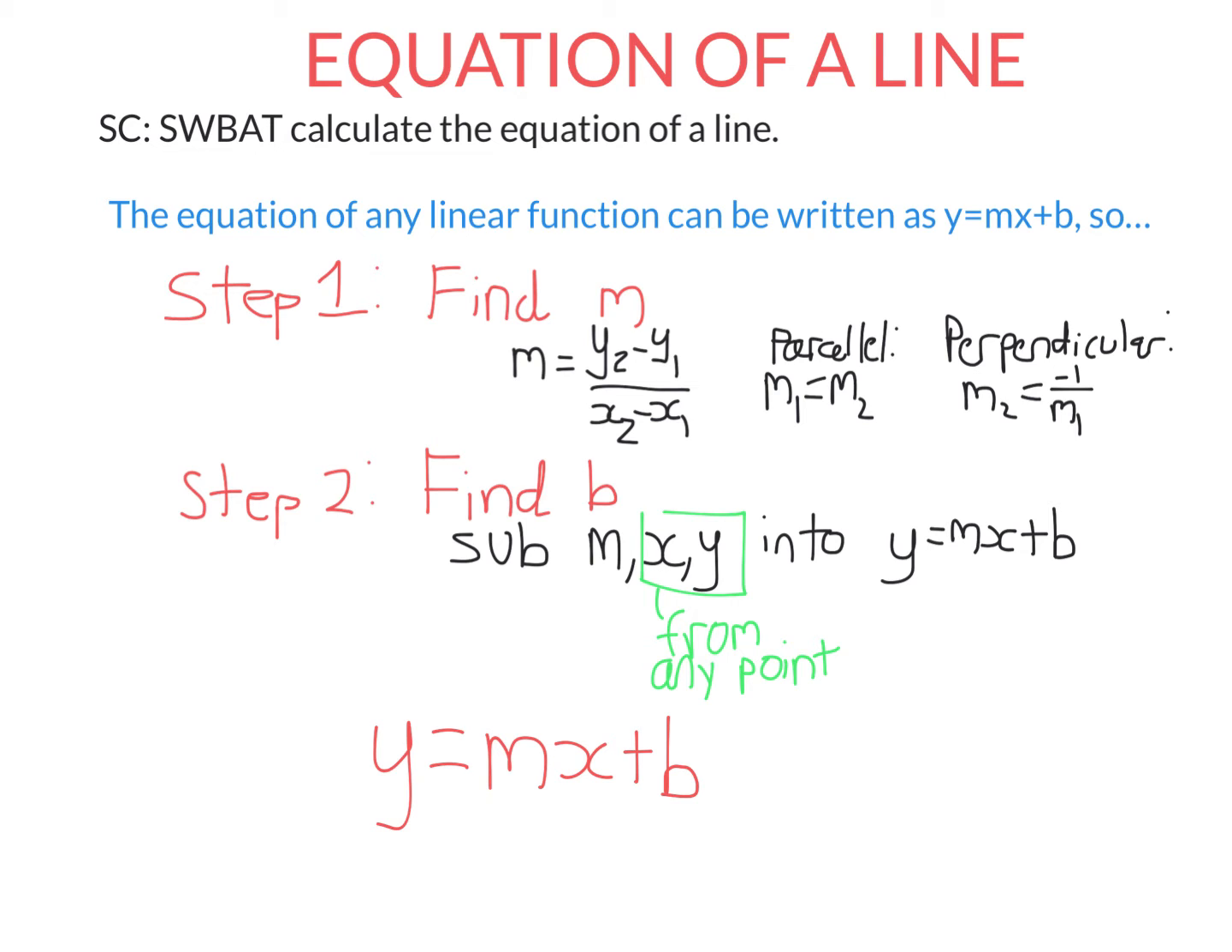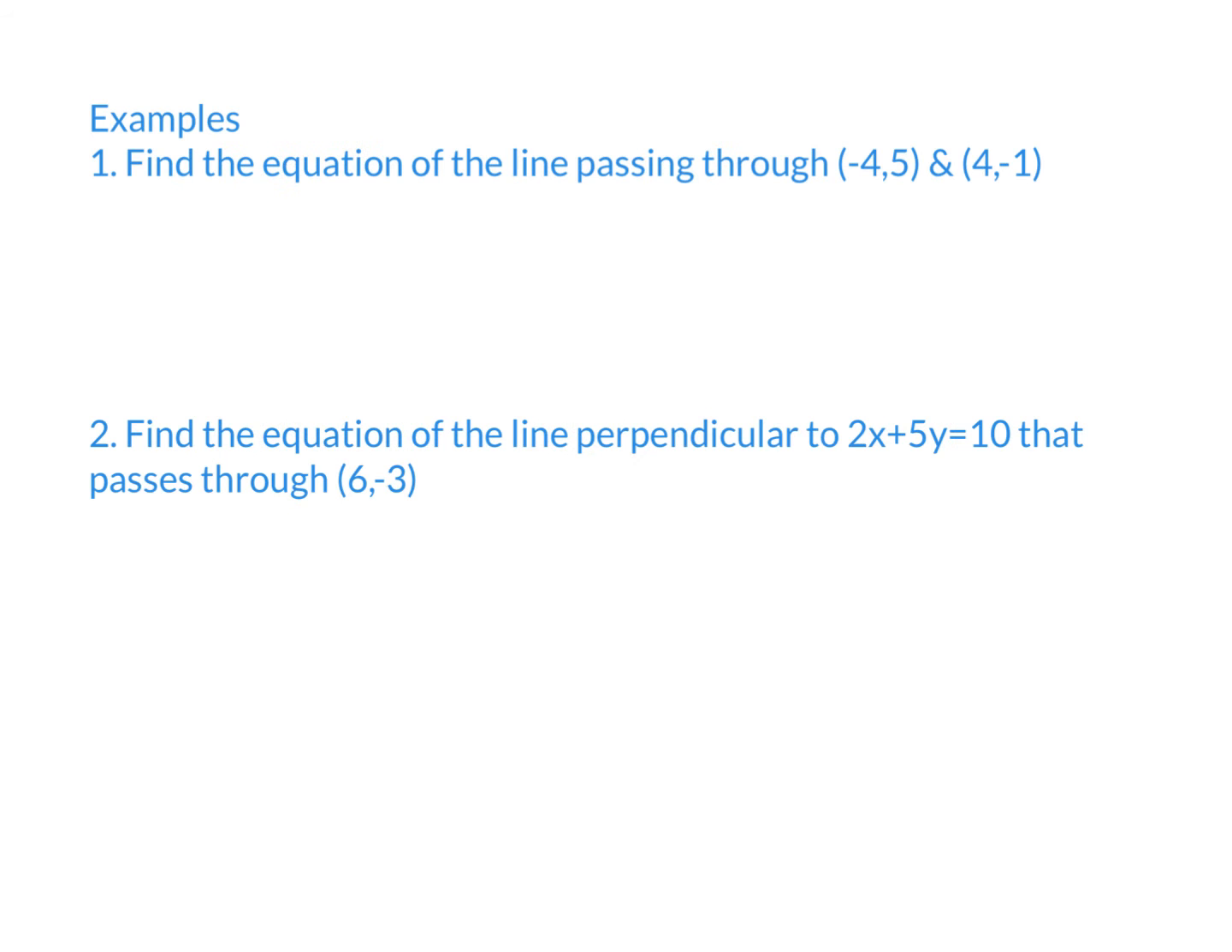All right, let's now look at some questions. Firstly, I'm going to find the equation of the line passing through these 2 points here. The first step is always to find m, the gradient. Because I was given 2 points, I'm going to use the 2-point formula. The 2-point formula says the gradient is y2 minus y1 over x2 minus x1. So that gives us -6/8 or -3/4.